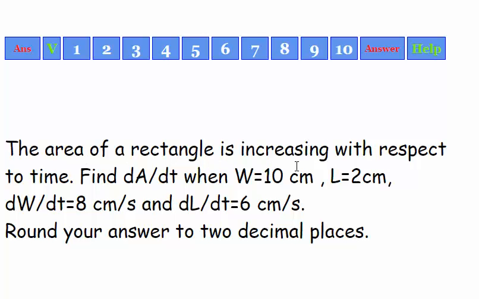We're going to find the area of a rectangle. Well, wait a minute. The area of a rectangle is increasing with respect to time. And it says find dA over dt when W is 10 centimeters, L is 2 centimeters, dW over dt is 8 centimeters per second, and dL over dt is 6 centimeters per second. Alright, so this is not going to be too bad.